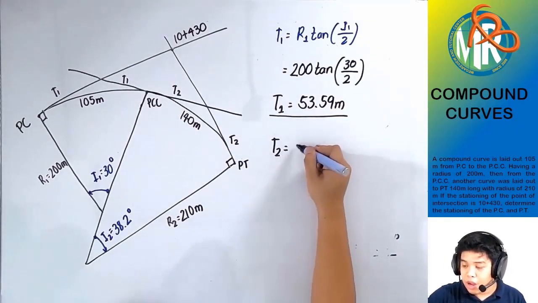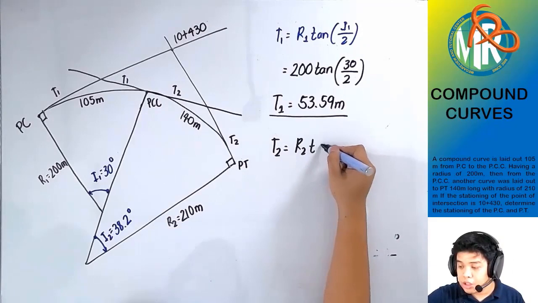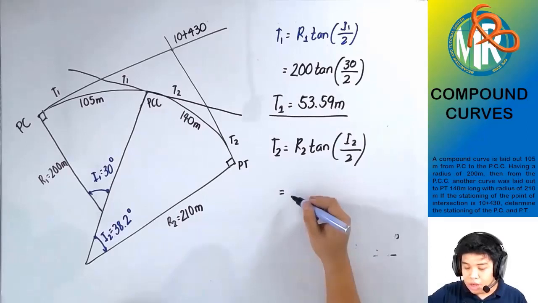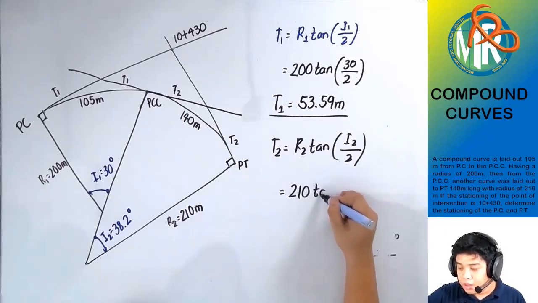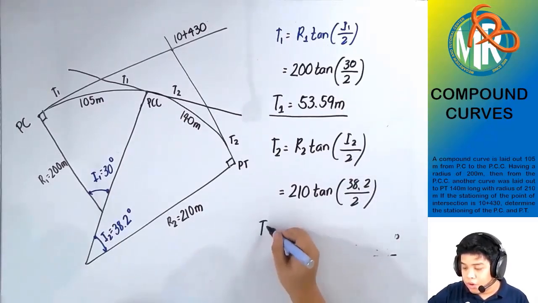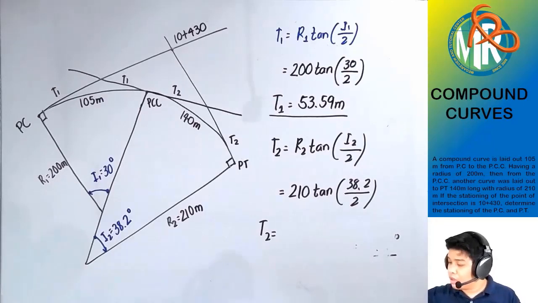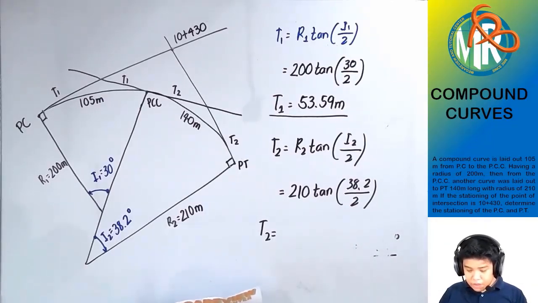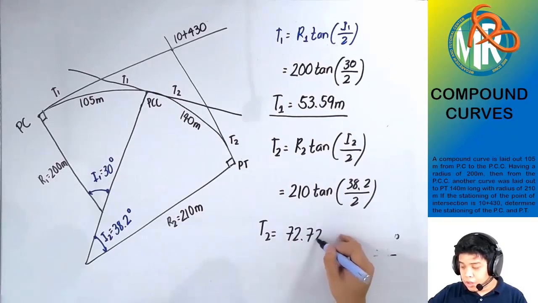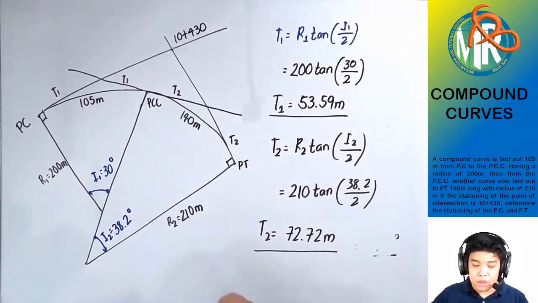Next, you can also get for the T sub 2, that is R2 tangent I sub 2 over 2. Anong R2 natin? That is 210 tangent of 38.2 all over 2. Therefore, our value of tangent here, calculate natin, that's 200 tangent of 38.2 all over 2. The answer is 72.72 meters.